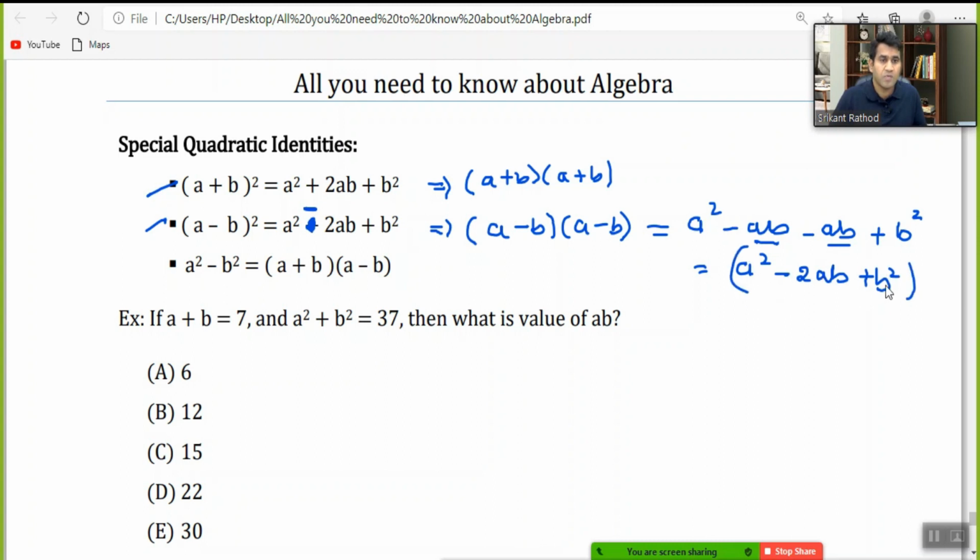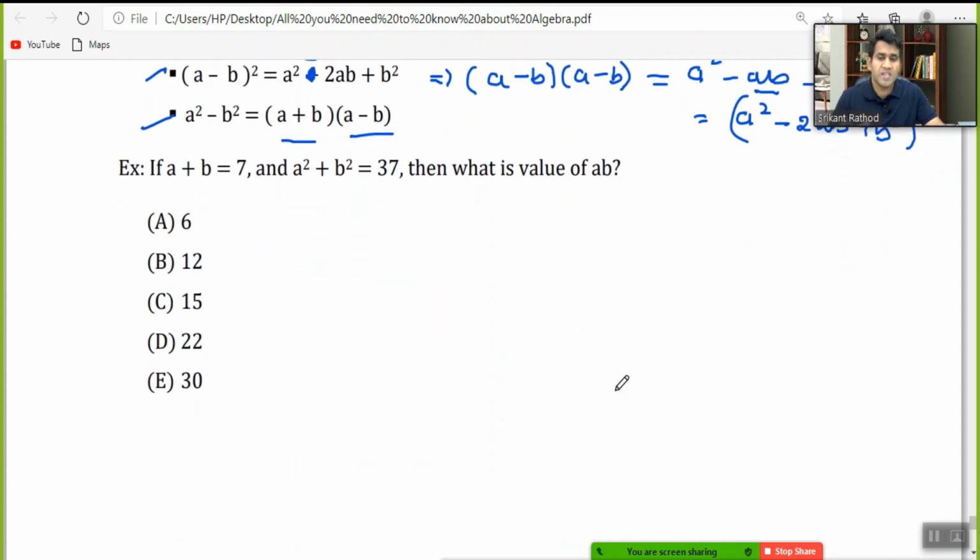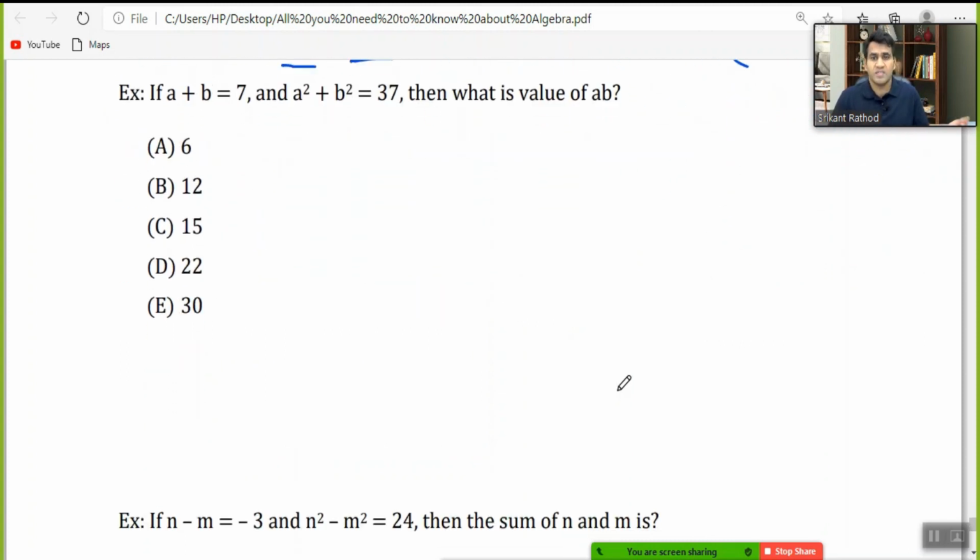This is how you get it, so it's better to remember, right? And the last is a square minus b square. This identity can also be written in the form (a plus b) times (a minus b). So these are the three very important identities you must know, I would say, for the competitive exams. Let's take some examples relating to this. This is how you may expect the questions.